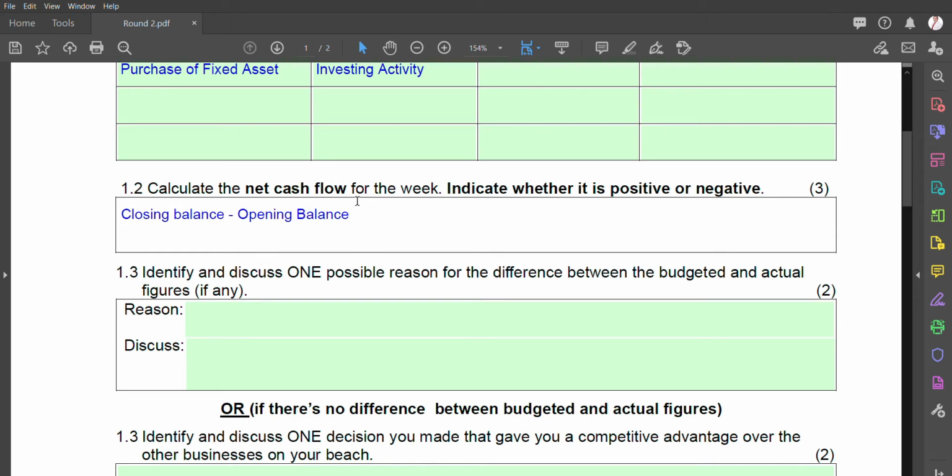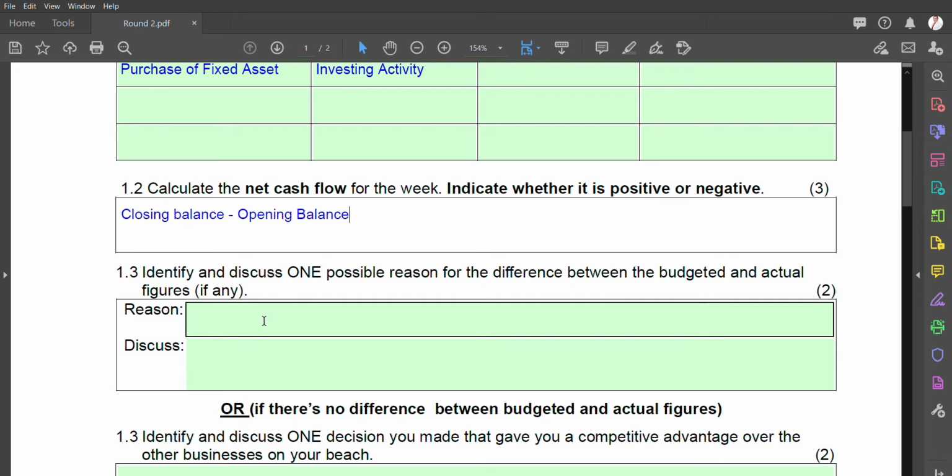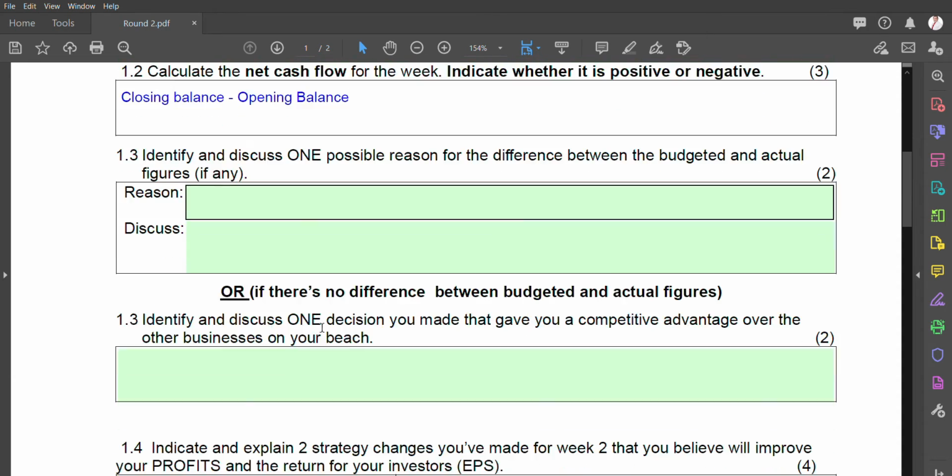awarded to you. Question 3, you have to compare if your decisions that you've made in the previous round with the results of that round. The aim of this question is to test if you can identify whether the decisions you have made have worked in your favor or whether they haven't.